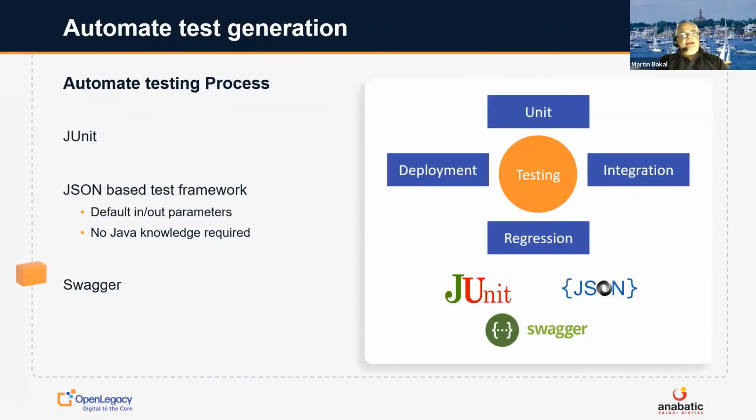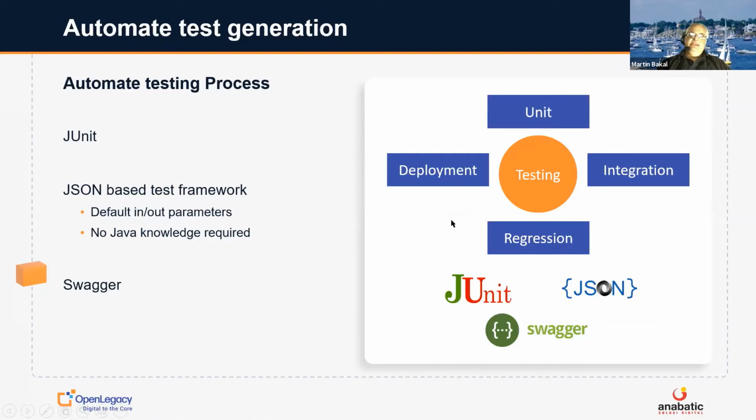And then we talk about automatic test generation. It's very important to be able to test things. Because I mentioned Java earlier, JUnit is the most popular for Java. We generate that for you automatically. But we also generate some JSON-based testing frameworks, which give you default input and output parameters and don't require you to know Java in order to do some of the testing, because sometimes your testers don't know as much Java. And we also generate Swagger pages, which give you an interface so you can input the data and actually test it and see that the API and the system is working as needed.